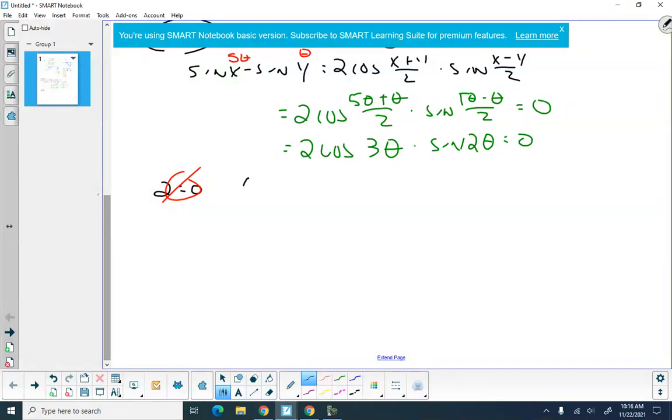Then we have the cosine of 3 theta is equal to 0. And the sine of 2 theta is equal to 0. To get rid of our cosine, hopefully we know by now, we take our inverse cosine.